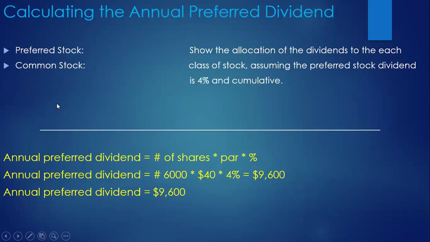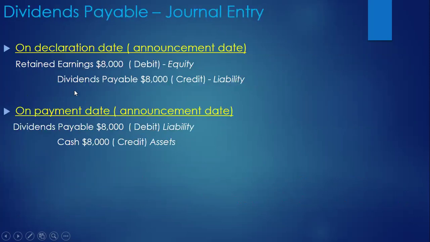So when the business decides to give away or distribute this money, you're going to debit the retained earnings the amount they decide to give away, 8,000, debit, and they are not liability, therefore they're equity. Now we're going to credit dividends payable, same amount, and those are credit. So debit retained earnings, credit dividends payable. This is on your announcement date, or the day you decide or declare giving them away.